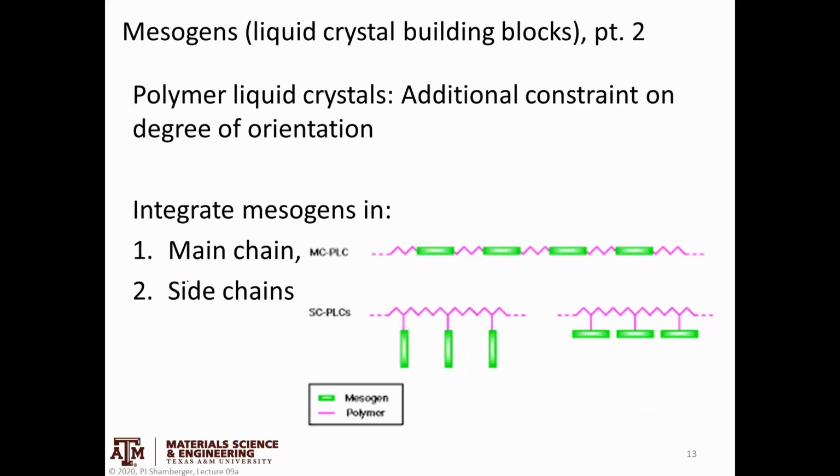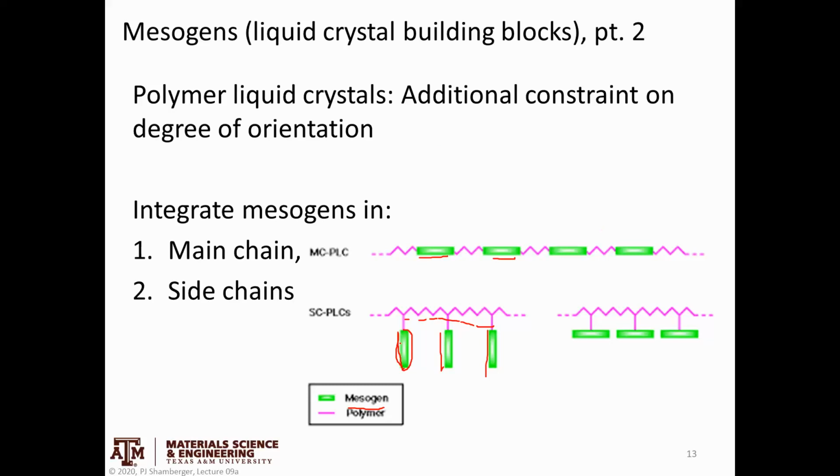We can also have polymer liquid crystals. Again, there are these individual building blocks, the things we called mesogens, and in a polymer liquid crystal, mesogens are either in the main chain of the polymer or they appear as side chains along a polymer backbone.